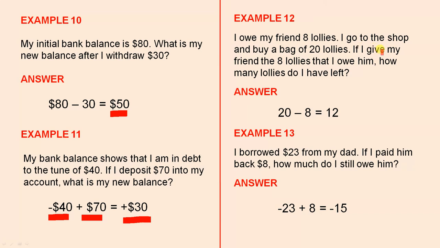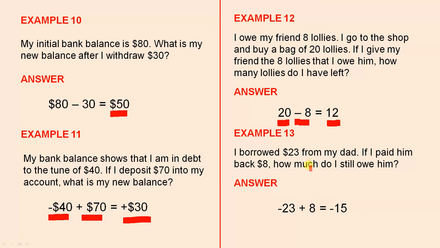Example 12. I owe my friend 8 lollies. I go to the shop and buy a bag of 20 lollies. If I give my friend the 8 lollies that I owe him, how many lollies do I have left? So the bag of 20 lollies that I have from the shop, I have to take 8 out. So if we start on 20 and we move 8 to the left because that's how many I owe my friend, I land on 12, which means I've got 12 lollies left.